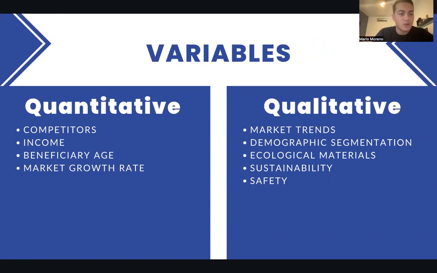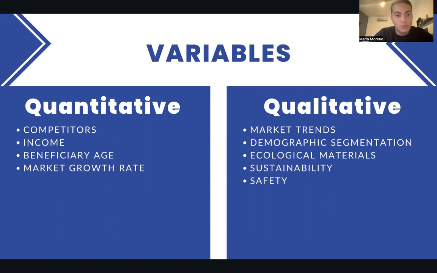That can be named the competitors. So it is important also to have a clue, more or less, of how many competitors there are in the zone, in the area, in Monterrey in this case, so we can take them into consideration. As well as the income.